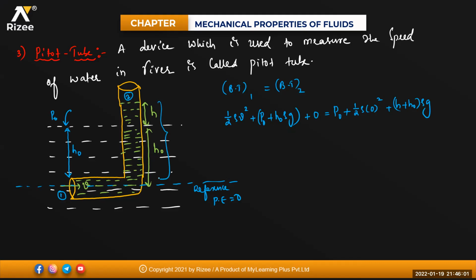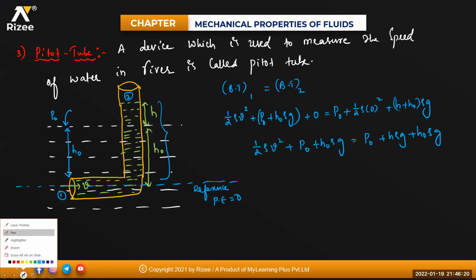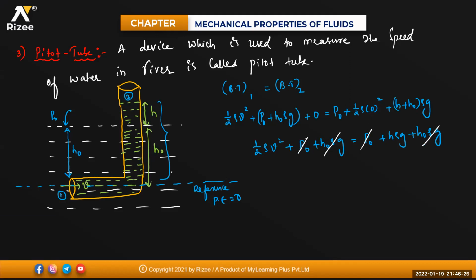Clear? So from this one, if I'm writing the relation, this will become half into rho into V square plus this one is your P naught plus H naught rho into G, that is equal to your P naught plus H rho G plus H naught rho into G. Is anything getting cancelled in this one, beta? This P naught will get cancelled. H naught rho G will get cancelled.